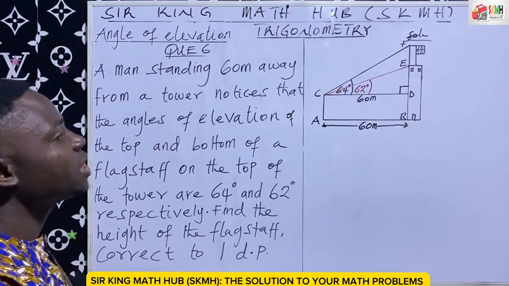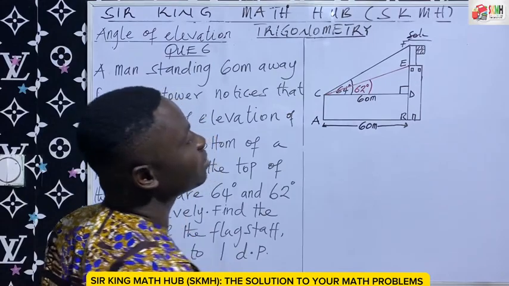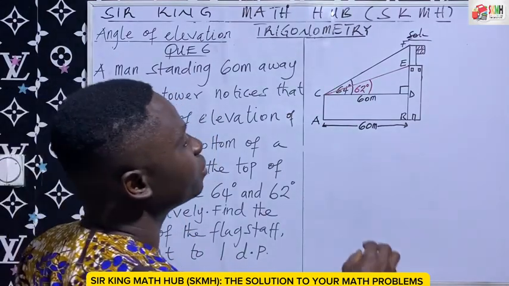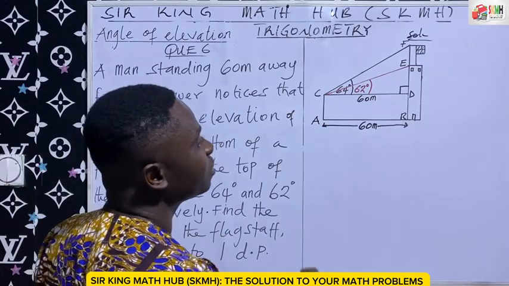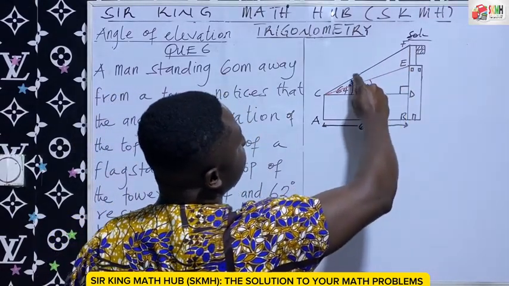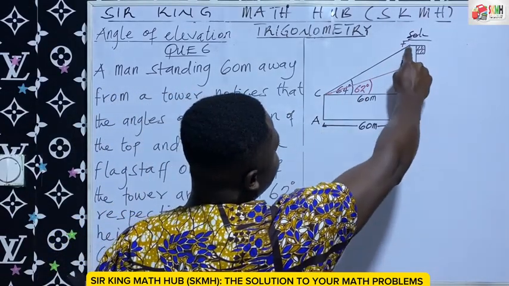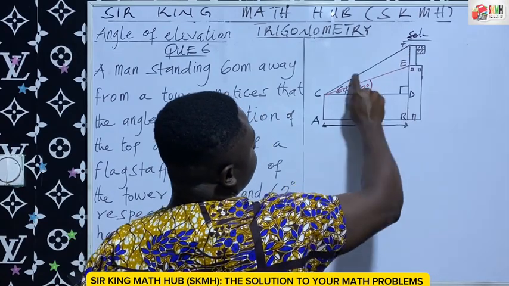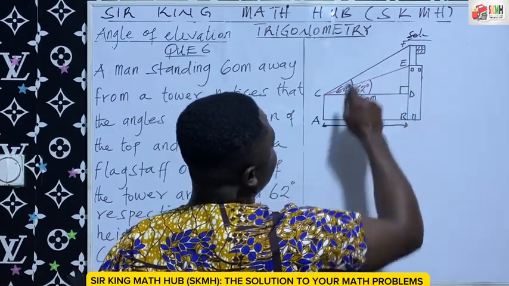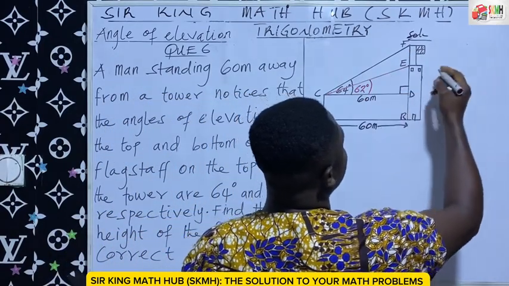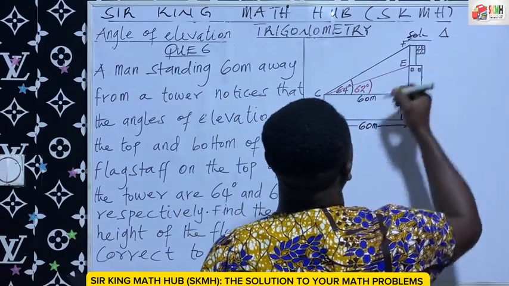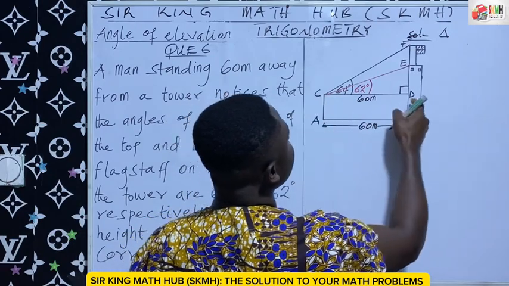So now let's focus our attention on the right angle triangle. Clearly you could see that we have two right angle triangles, so I'm going to name them. We have the bigger one, the one in the black ink. This is one of the right angle triangles, so I'm going to name it triangle CDF.